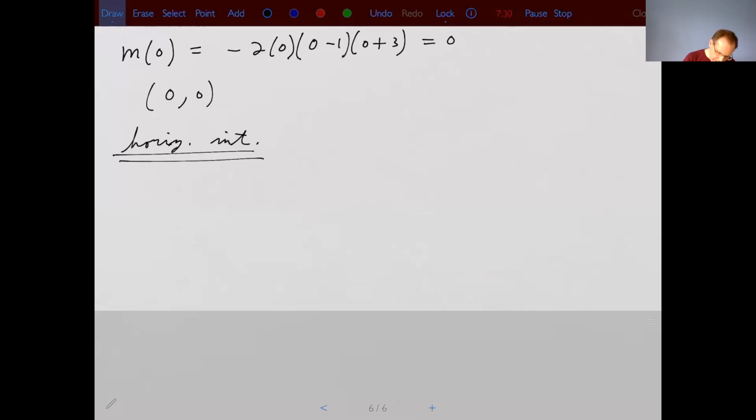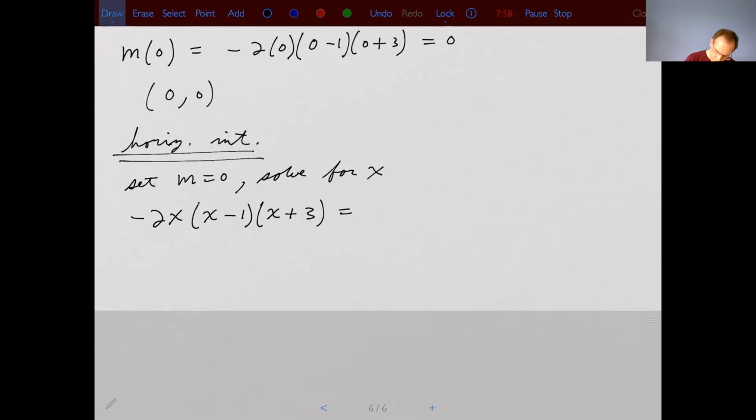So now I set m equal to 0, right? Again, we're calling y m in this case. So set m equal to 0 and solve for x. So I would set the entire polynomial equal to 0. It's already factored, which is nice, right?